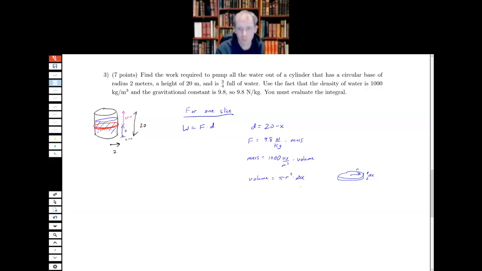Now, I don't really want to have an r as well as x variables. That's too many variables. So we have to figure out what r is as a function of x. And for most of our problems, it's actually been a function of x. But in this case, the radius of 2 stays the same the whole way up. So we can just plug in our 2 there. Okay, so we just get 4 pi times delta x.